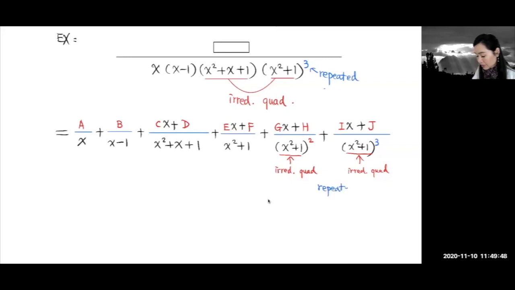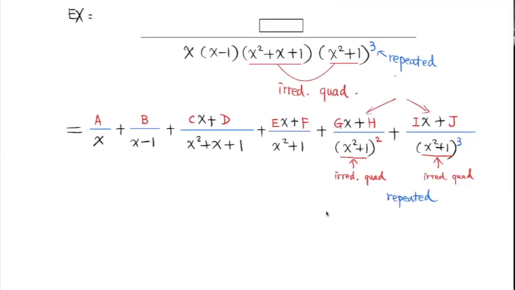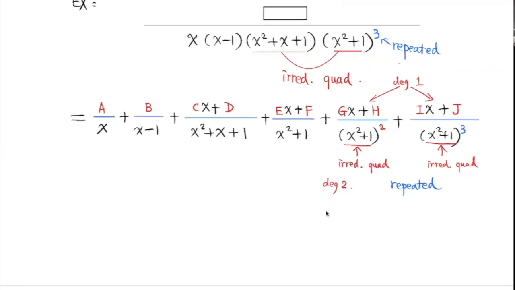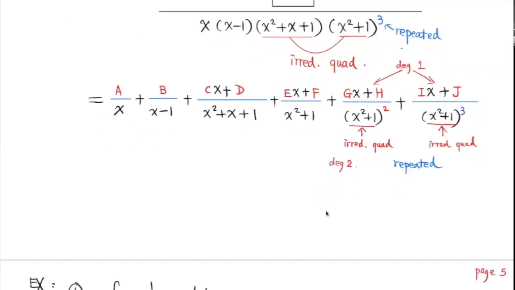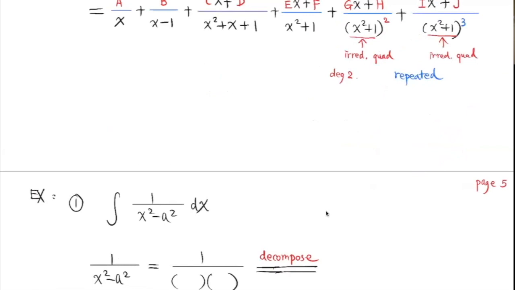So therefore, up here you will have linear. So you add this, then you will have degree 1. Degree 2. All right, so you guys did a good job. Ready to move on? Okay, so let's try this one.